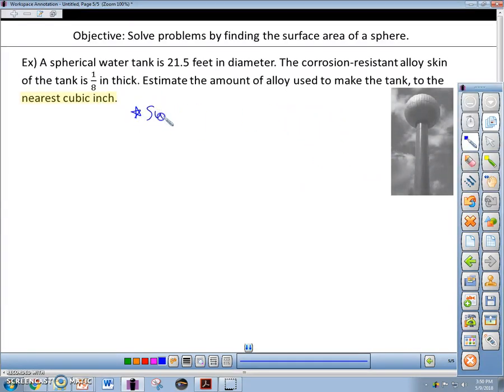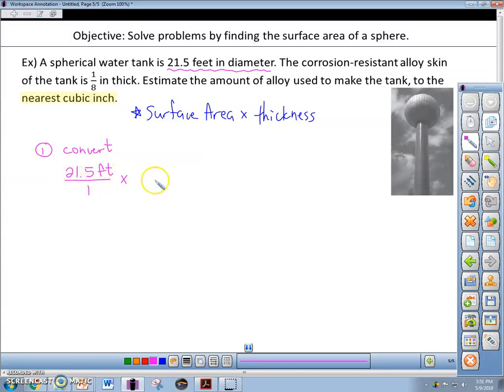So we take our surface area, and we multiply it times the thickness. And that will then give us the cubic inches, as long as, of course, we take our diameter here, which is in feet, and convert it. So that's what we're going to do first. So we're going to convert in our first step. So we take the 21.5 feet and convert it to inches.